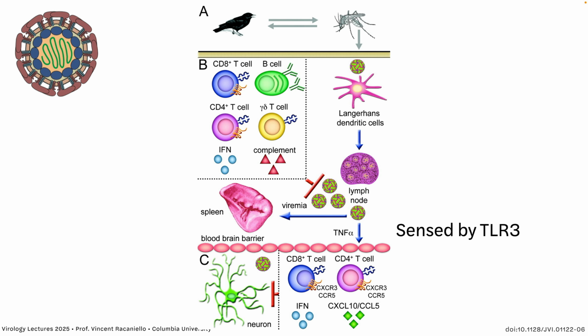Now, interestingly, the viral RNA is sensed by toll-like receptor 3, which ends up making TNF-alpha. And TNF-alpha loosens up the blood-brain barrier so the virus can get in. T cells in the brain and interferon are important for protection of the brain against infection.